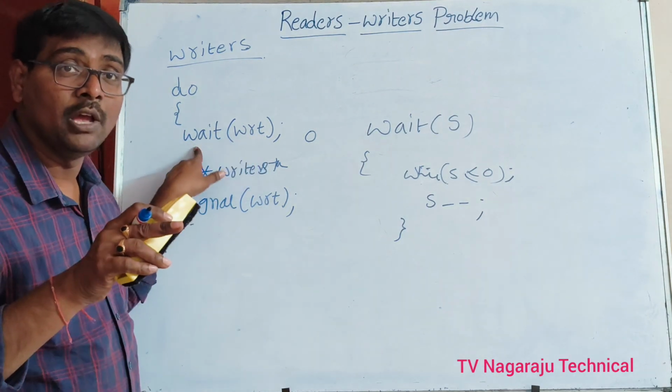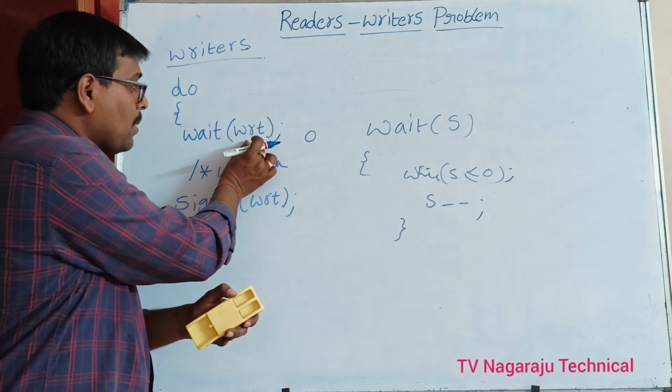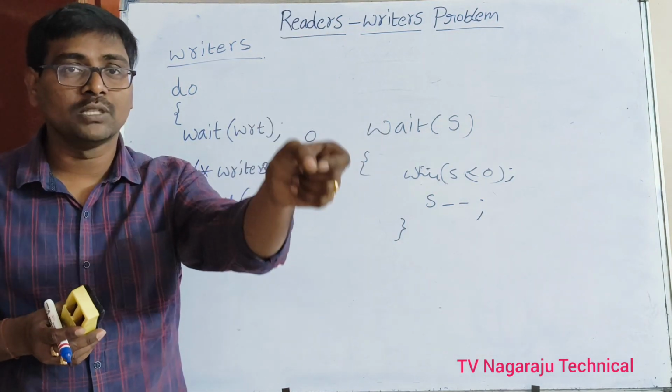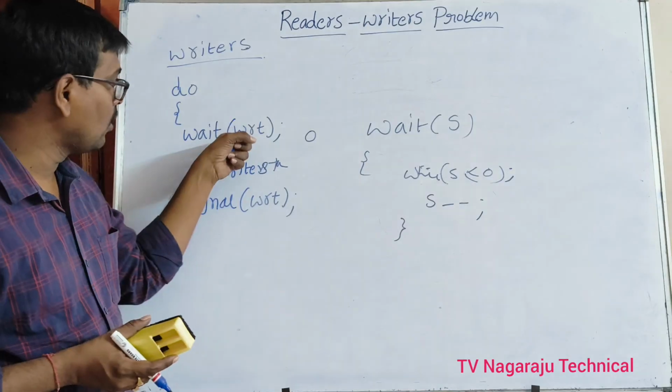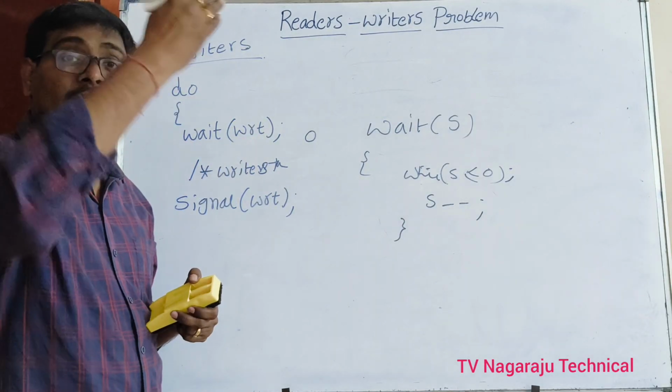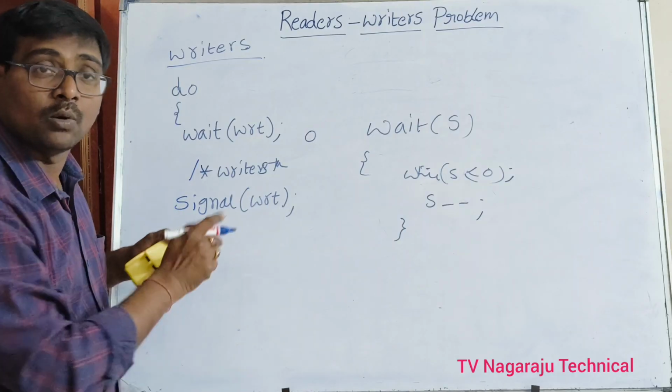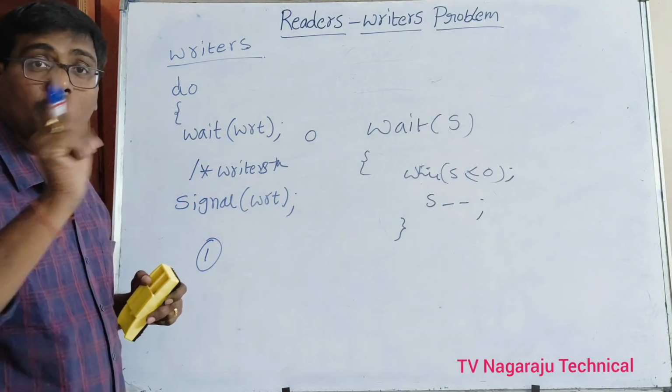Suppose any other writer also wants to enter, he comes and checks wait of WRT. What is the value? Wait of 0. Whenever the semaphore value is 0, it means already one person is using the critical section. This is not only for the writer. Suppose a reader wants to enter, he checks, the value is equal to 0, the reader is not allowed.